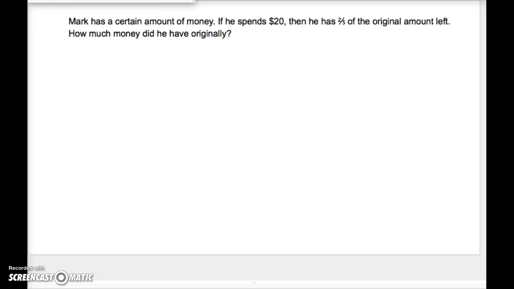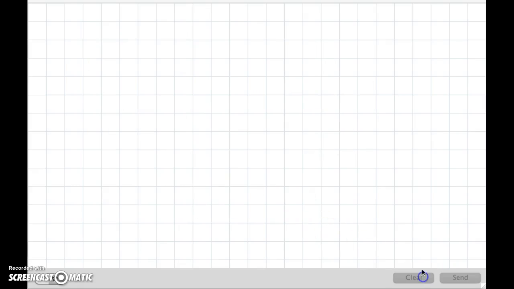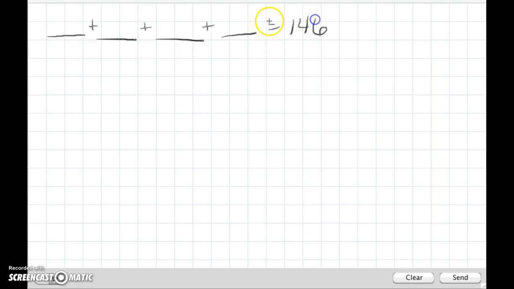Okay, moving on to the next one. It says 4 consecutive numbers have a sum of 146. What are those numbers? So we have 4 numbers. They're all in order. They have to add up to 146. So here's my 4 numbers. They have to add up to 146. Now, we don't know anything about those numbers. So the first one will be X. And since they are consecutive, they're in order, the next one you would do X plus 1, then X plus 2, then X plus 3. If it had said consecutive even numbers, it'd be X, X plus 2, X plus 4, X plus 6. Same exact thing if they are consecutive odd integers, it would still be X, X plus 2, X plus 4, X plus 6, even though they're odd.